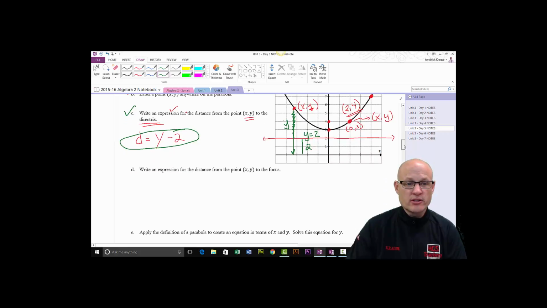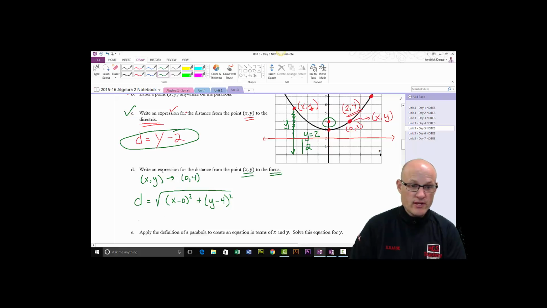Now I want to write an expression for the distance from the point xy to the focus, which is this thing right here. So really what we're doing is going from xy to the focus, which is 0, 4. Okay, so we're going to use our distance formula. Our distance formula takes the square root of the difference of the x's, which is x minus 0 squared, which is just x squared, plus the difference of the y's, which is y minus 4 squared. Well, this is just really equal to the square root of x squared plus y minus 4 squared.